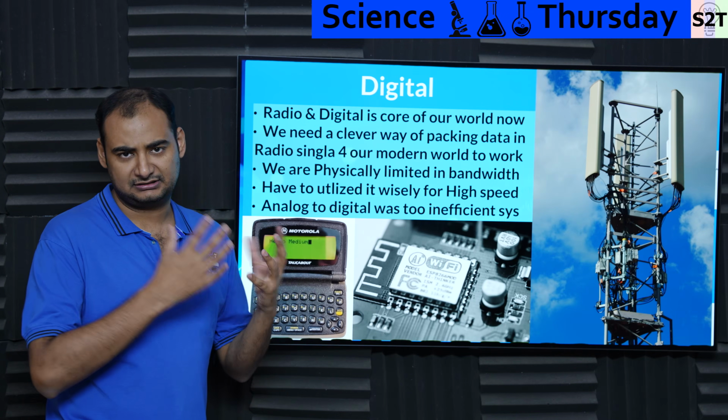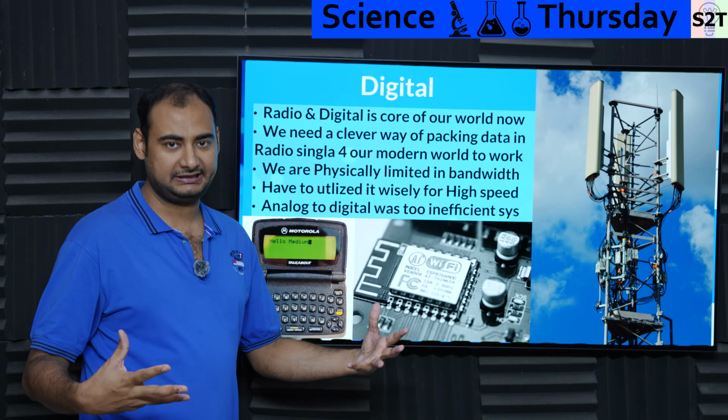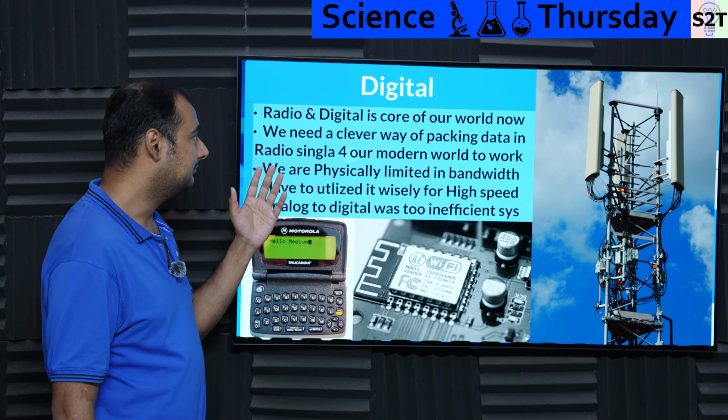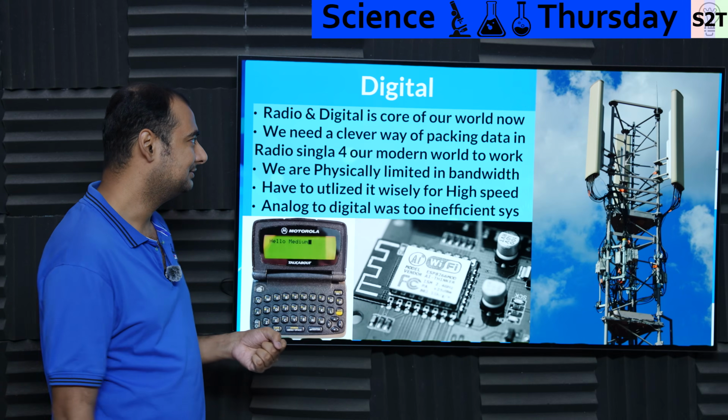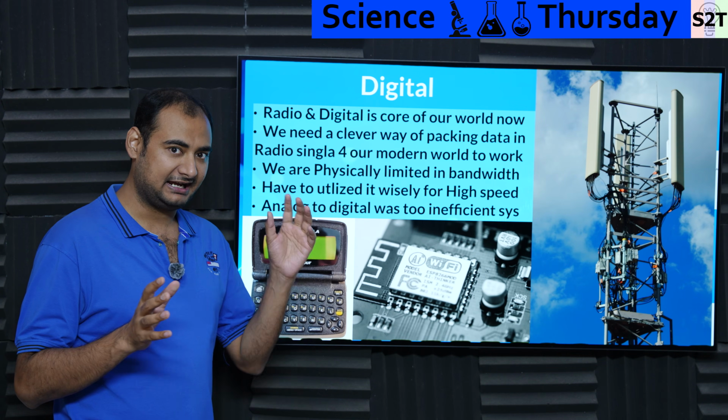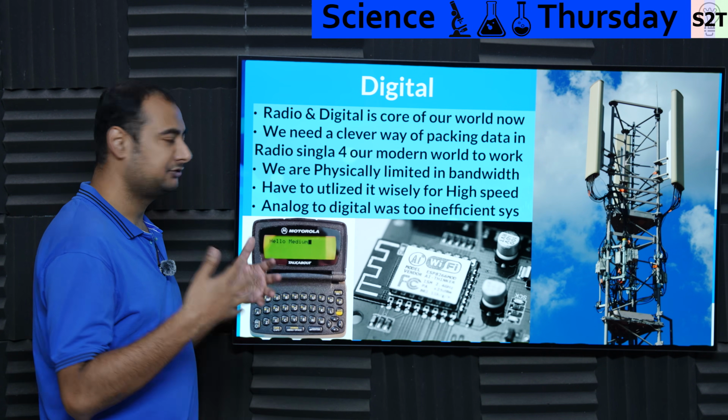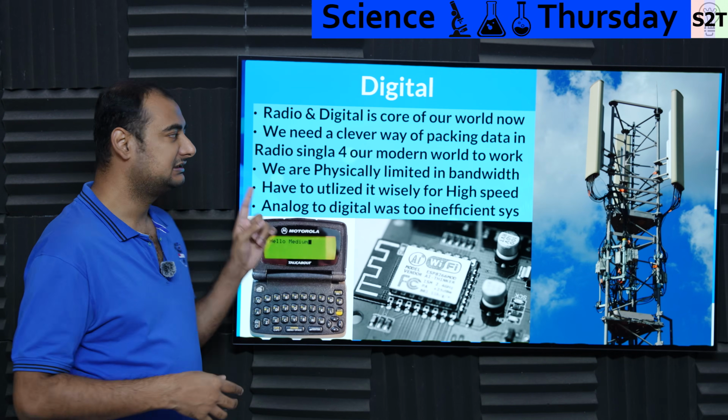Now you have to understand that in the last part we talked about just radio, as in the analog domain. But the current world right now is digital, and not to mention it's also very wireless. So both of these, radio waves and digital signals, have to work together. So we need a clever way of packing it.